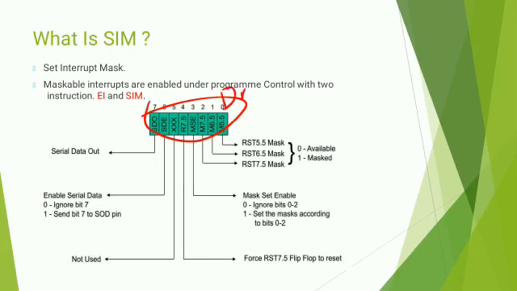This is the D0 bit, D1 bit, D2 bit, D3, D4, D5, D6, and this one is the D7. Bits D0, D1, D2 are the RST 5.5, 6.5 and 7.5 masks. If it is set to 0, that means it is available. If it is set to 1, that means it is masked.